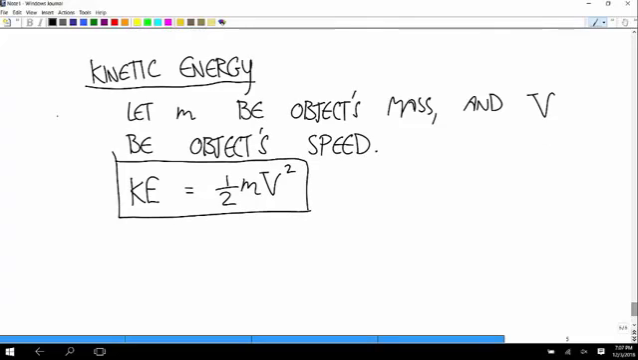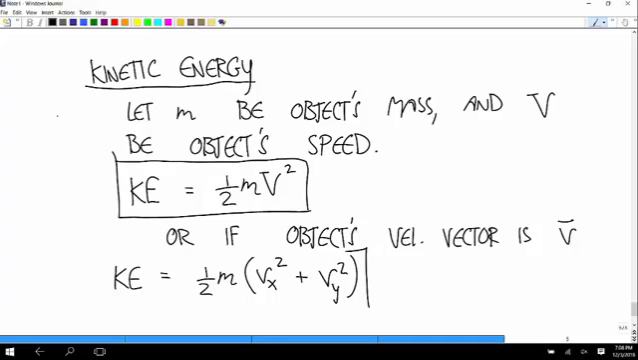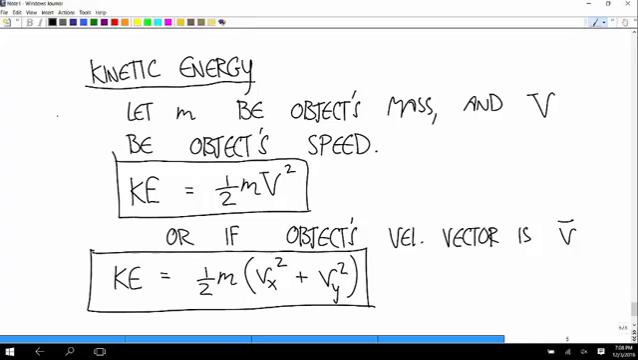Instead of having the object's speed, up until now it's a lot more common that we're dealing with velocity components than with speed. So if, instead of being given the speed, you're given the velocity vector, let's say the object's velocity vector is vector v, you can calculate the kinetic energy as 1/2 times the mass times the x component squared of the velocity plus the y component squared. So just depending on what you have, those are the two ways you can calculate it.